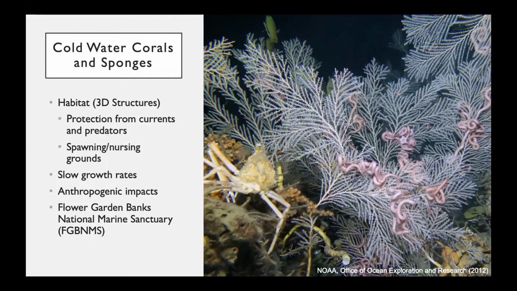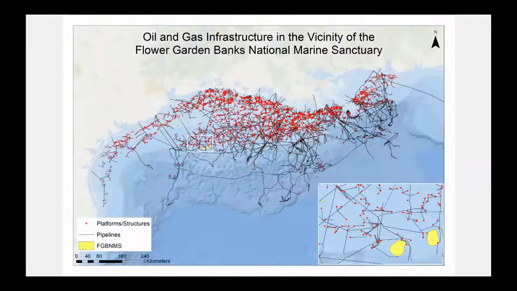Of all the anthropogenic impacts these corals face, the most important is the oil and gas infrastructure and exploration in the northern Gulf of Mexico. Bottom trawling and sedimentation are also of large concern. In the Gulf, there are some areas set aside for coral and sponge protection, called the Flower Garden Banks National Marine Sanctuary. And although this area is set aside, it is completely encircled by this oil and gas infrastructure.